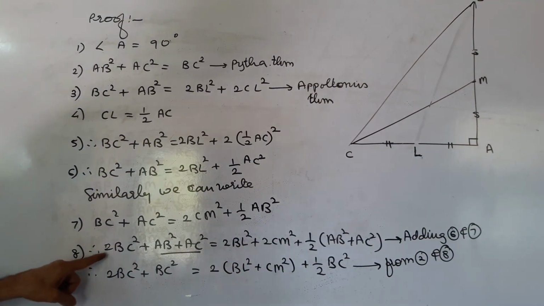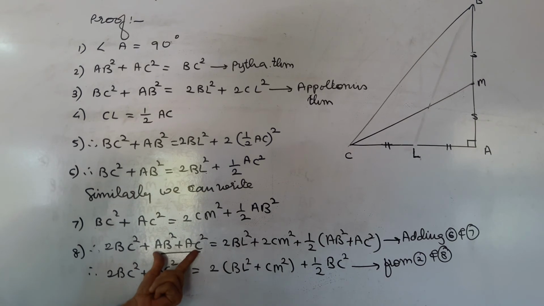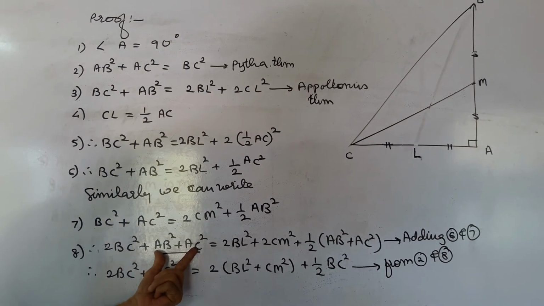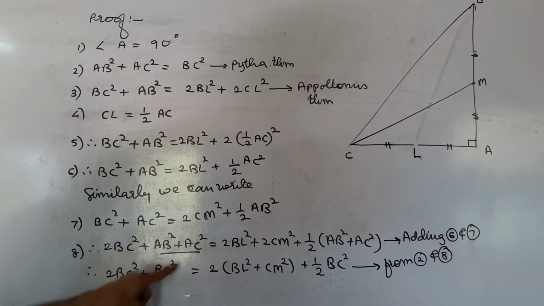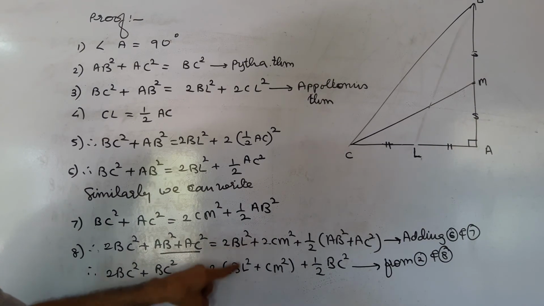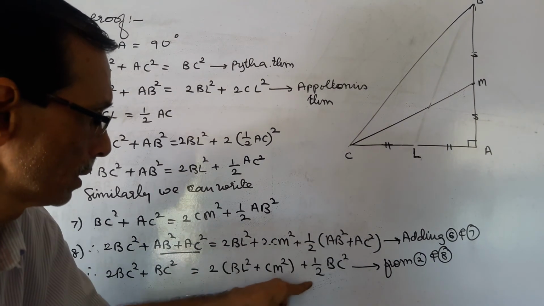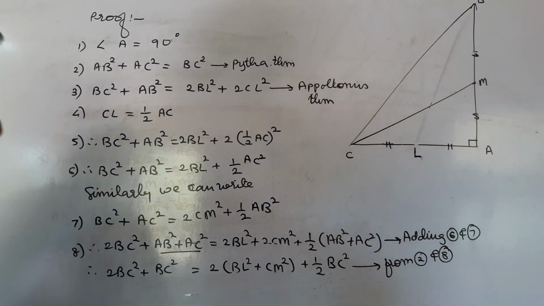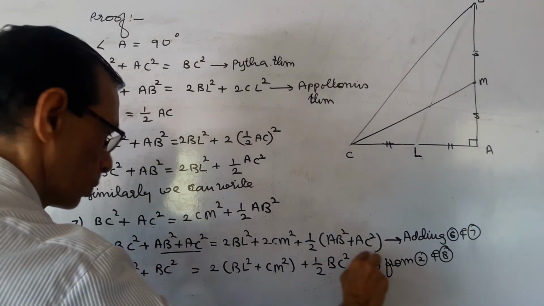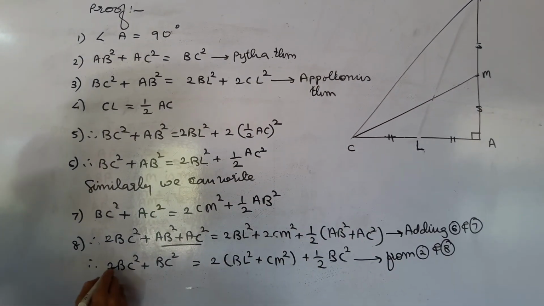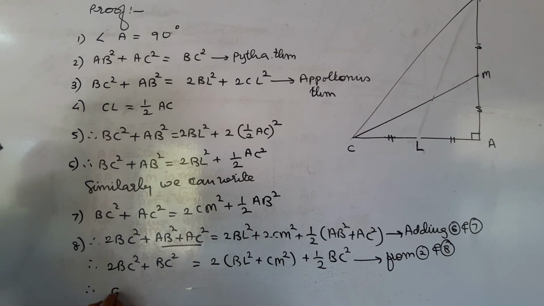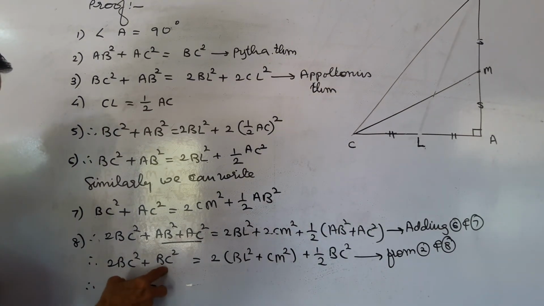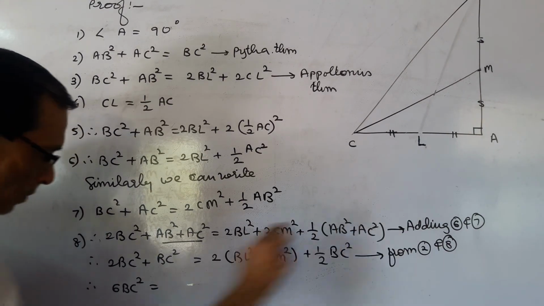Once again we are writing step 8, but wherever there is AB square plus AC square, we can write from step 2, AB square plus AC square equal to BC square. So we are writing BC square. So 2BC square plus BC square is equal to, from here 2 common, BL square plus CM square, and here half common, AB square plus AC square, but AB square plus AC square again equals BC square. Now here 2 is the denominator, so let's multiply throughout by 2 and we get 6BC square. I hope it is clear to you, because 2BC square plus BC square will be 3BC square, and since we have multiplied by 2, this will become double.